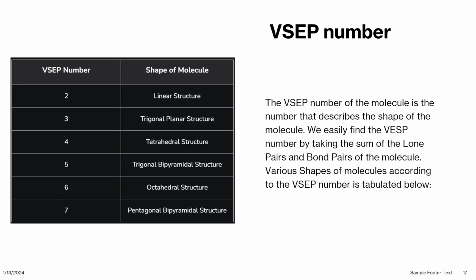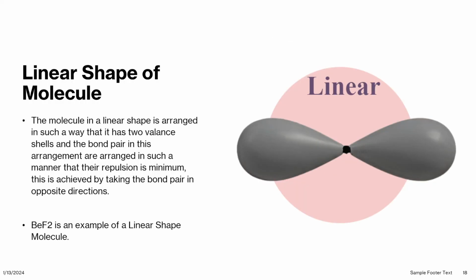So we are going to be predicting these shapes. Now, the VSEPR number of a molecule is a number that describes the shape of the molecule. When we talk about the number, we're generally talking about the sum of lone pairs and bonded pairs in a molecule. This is a really simple way of looking at the geometry, but I want to make sure you completely understand it. We'll look at a more advanced table after we go through each of the structures individually. So let's start with the first one, the most simple one.